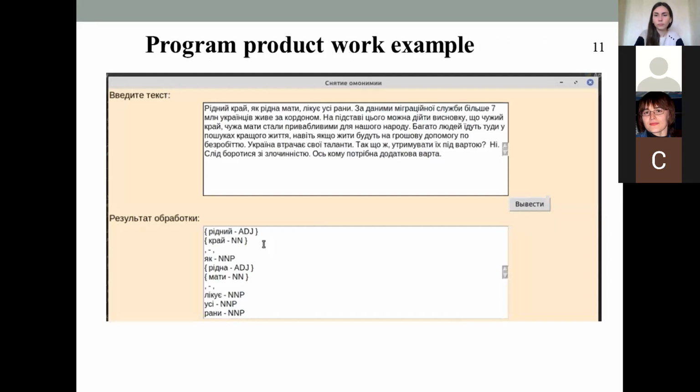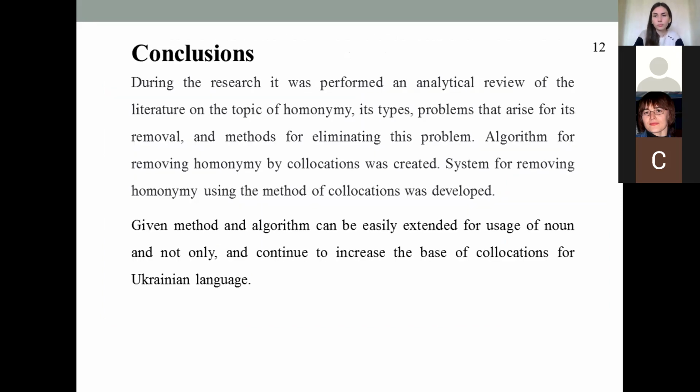During the research, an analytical review of the literature was performed on the topic of homonymy, its types, problems that arise for its removal, and methods for eliminating this problem. An algorithm for removing homonymy by collocation was created. A system for removing homonymy using the method of collocations was developed. The given method and algorithm can be easily extended for usage with nouns and not only, and to continue to increase the base of collocations for the Ukrainian language.